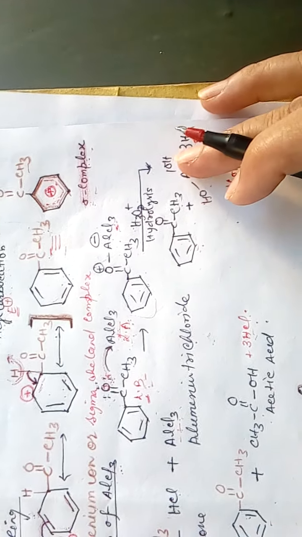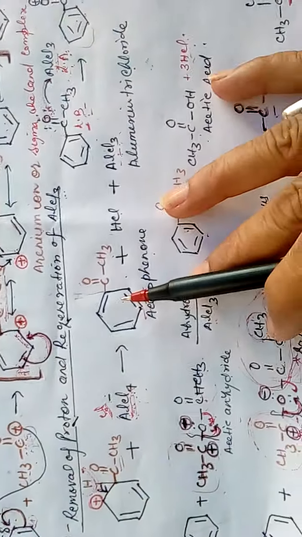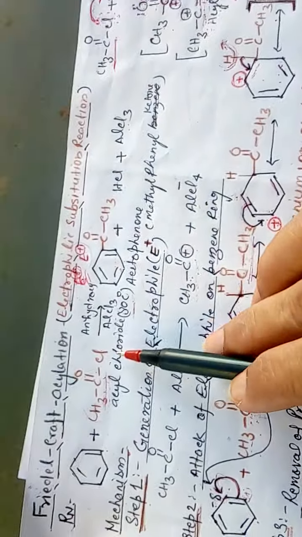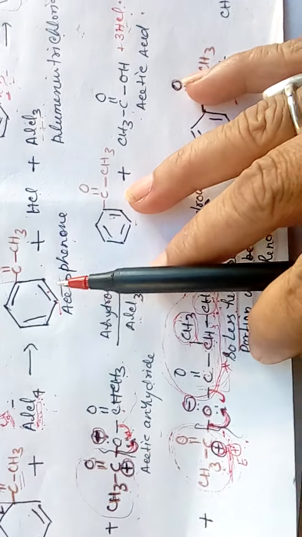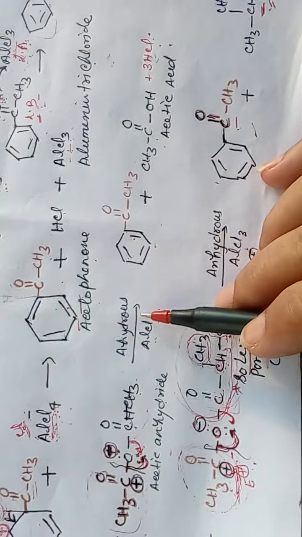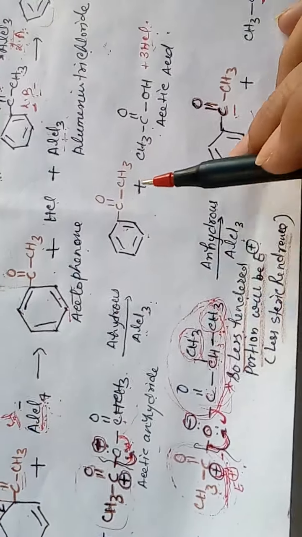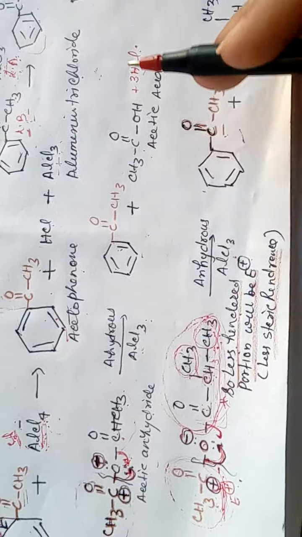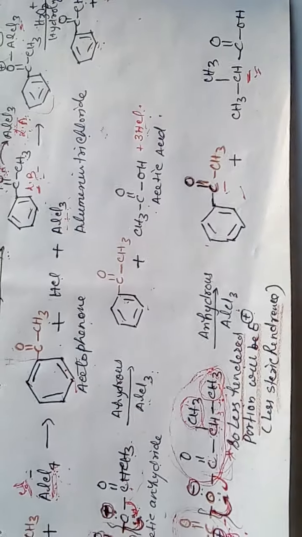Now this reaction is complete here, and like acyl chloride, there are many reagents which act as acyl chloride. One is acetic anhydride. When acetic anhydride reacts with benzene in presence of aluminum trichloride, it forms acetophenone, acetic acid, and 3 molecules of HCl and aluminum trihydroxide.